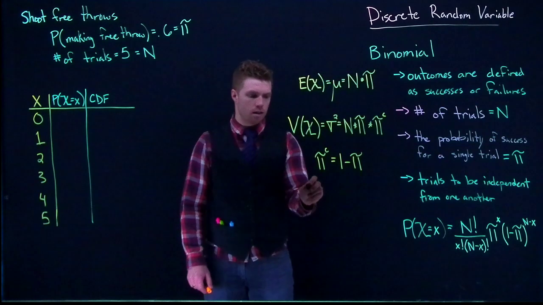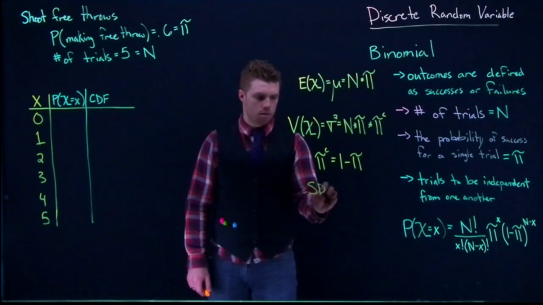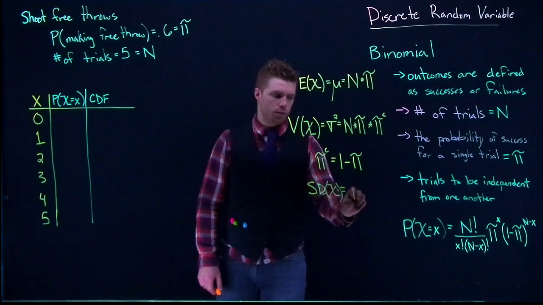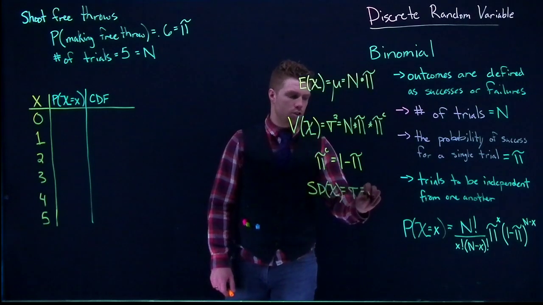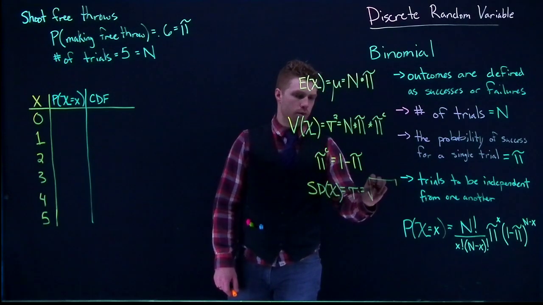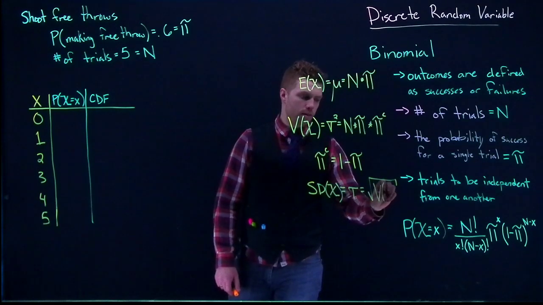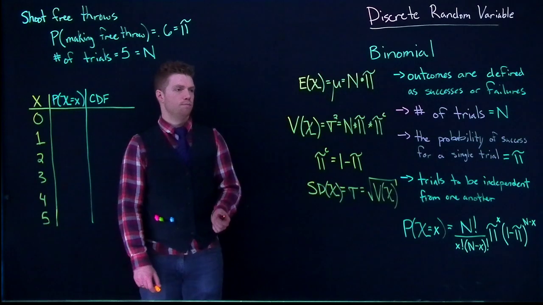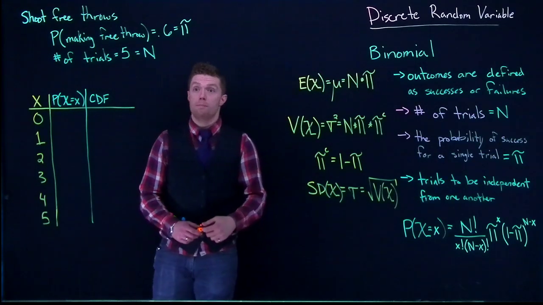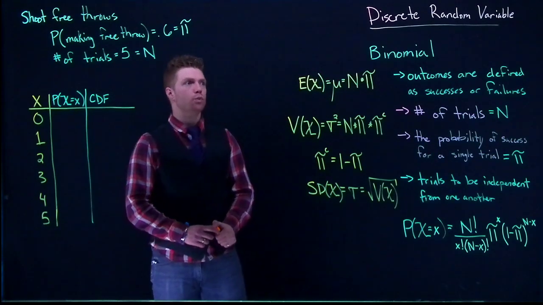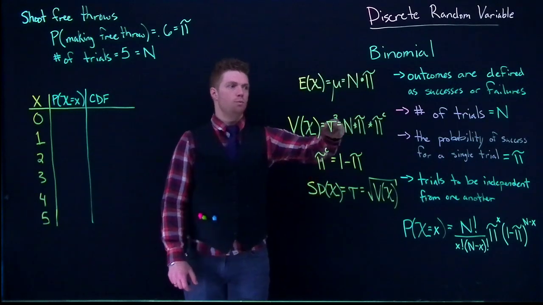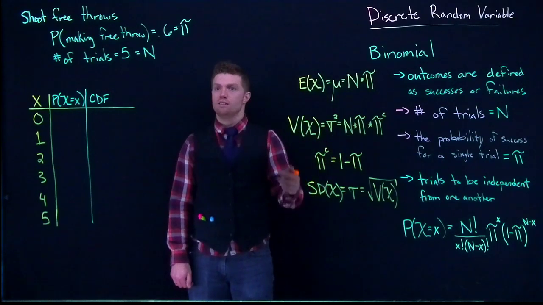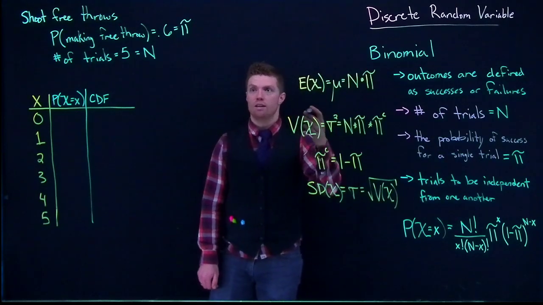And if we want the standard deviation, which is just equal to sigma, again, it's just equal to the square root of whatever we get for the variance of x. Okay, so a binomial situation is really quite simple to be able to go through and calculate out some of these things that we want to know, like the expected value and the variance.